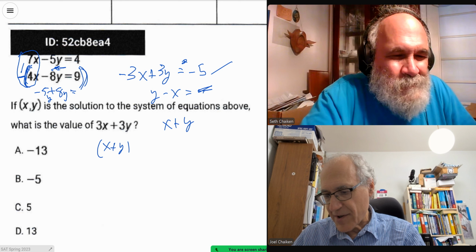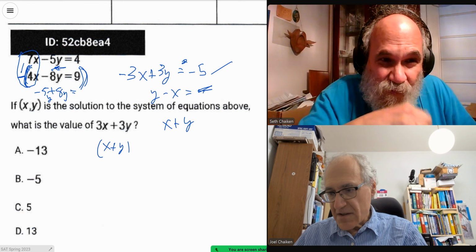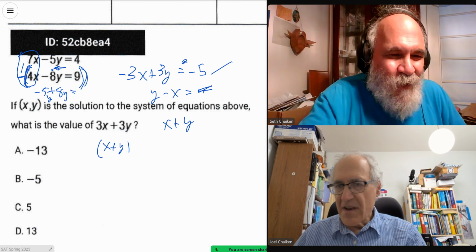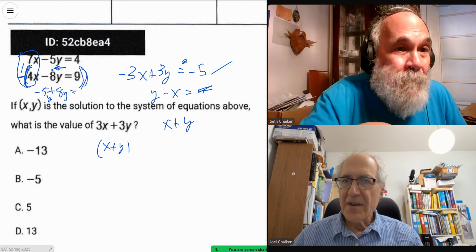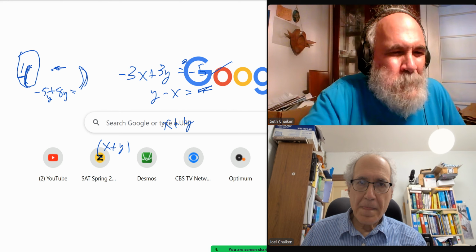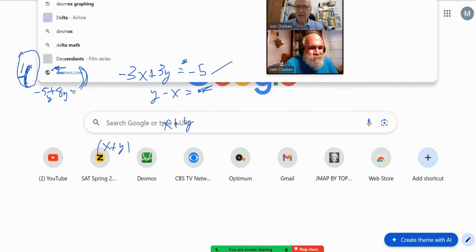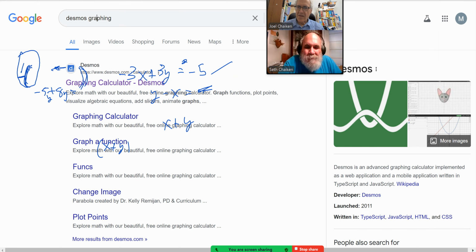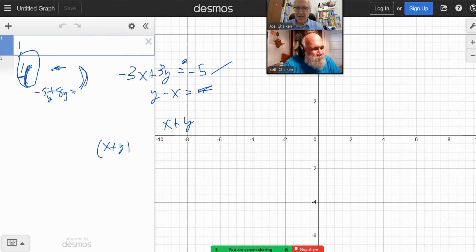But I have to do that because once we open up Desmos, we lose the screen. So it's 7x minus 5y is 4. 4x minus 8y is 9. We bring up Desmos, we minimize us, and we go to the Desmos graphing calculator. You're not going to have to do this on the internet. You're just going to get this directly on your computer.